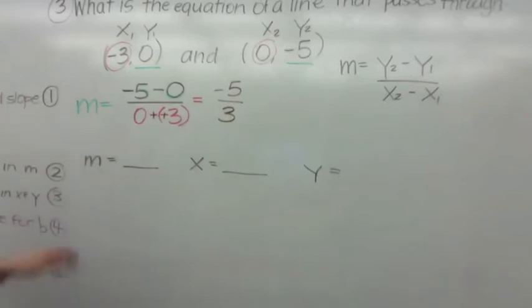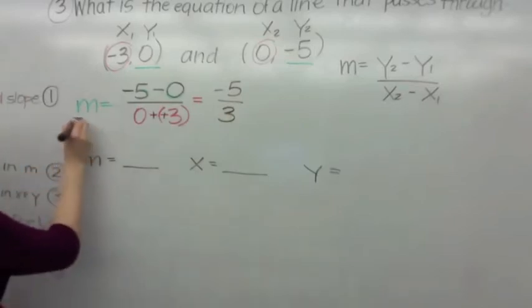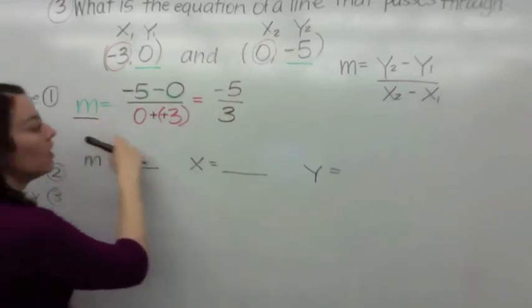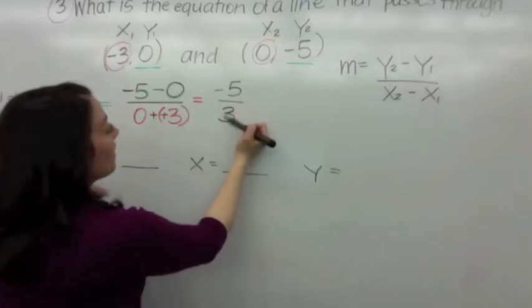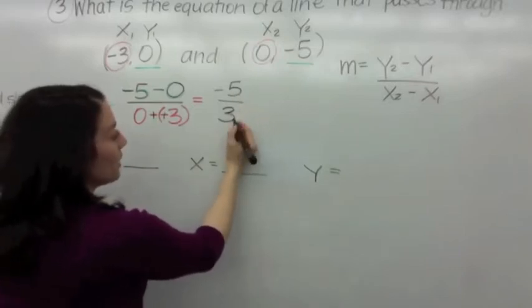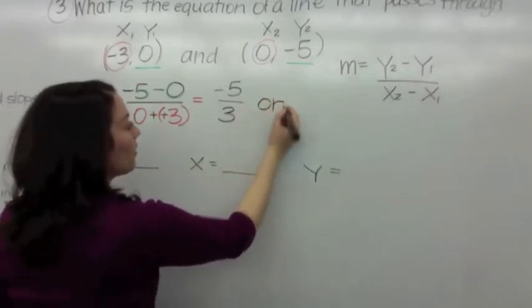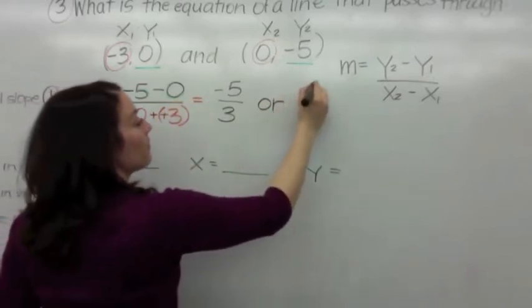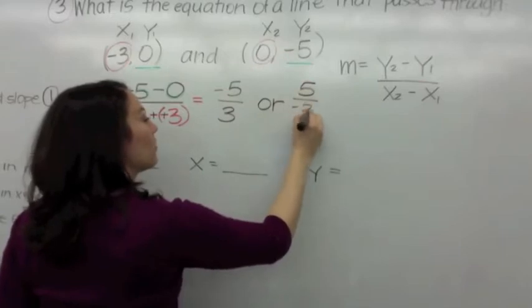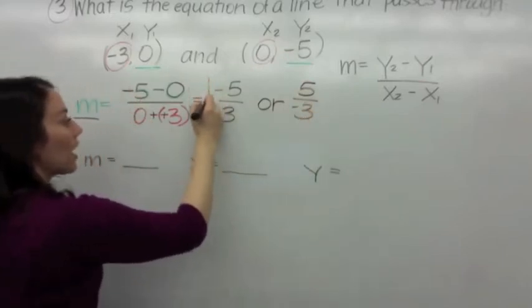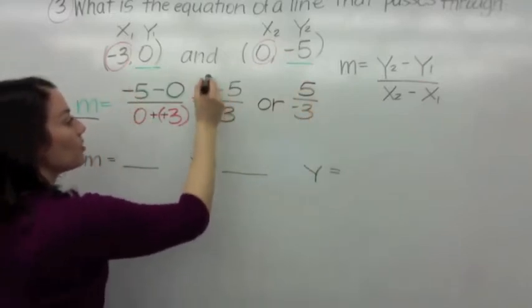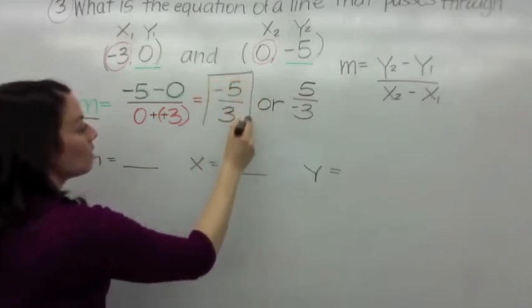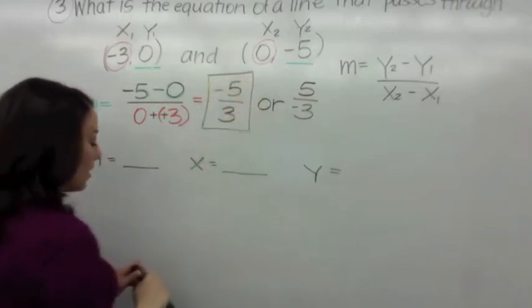All right. So this is slope. Slope is the letter M. And so this could be -5 over +3. Or, okay, remember, you have one negative on the top. You could also have a negative on the bottom. You could say 5 over -3. So we're going to go ahead and use this one to write our equation.